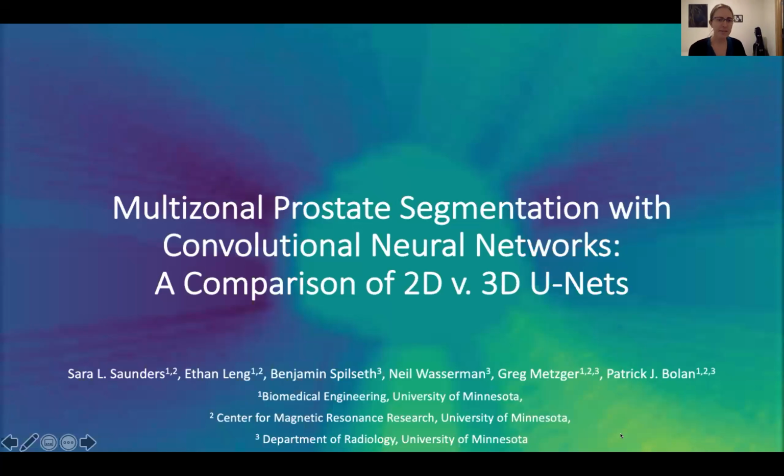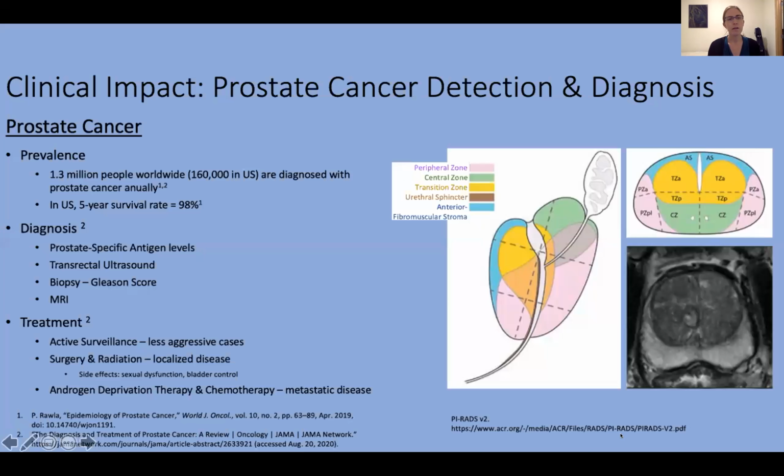Yeah, okay, well, thank you for that introduction, Pat. I am a fourth-year PhD student in Pat Bolan's lab at the CMRR. And as he said, we're doing work with multi-zonal prostate segmentation with convolutional neural networks. And here I'll present a comparison of 2D versus 3D UNets. So first, just a little bit of background information about this project. It's part of a bigger project with the goal of developing an algorithm to detect and diagnose prostate cancer.